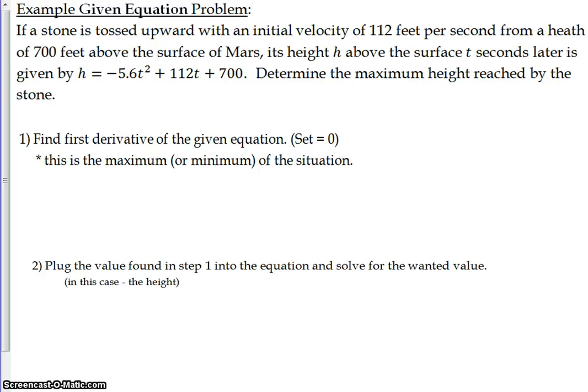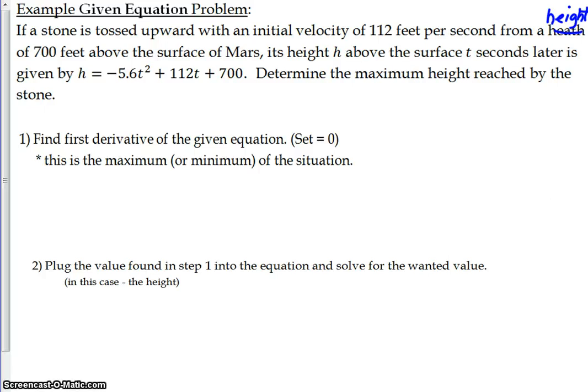This example: if a stone is tossed upward with an initial velocity of 112 feet per second from a height, and I apologize, I do have a mistake. It should be a height, not a heath, of 700 feet above the surface of Mars, sorry. Its height h above the surface t seconds later is given by h equals negative 5.6 t squared plus 112 t plus 700. Determine the maximum height reached by the stone.